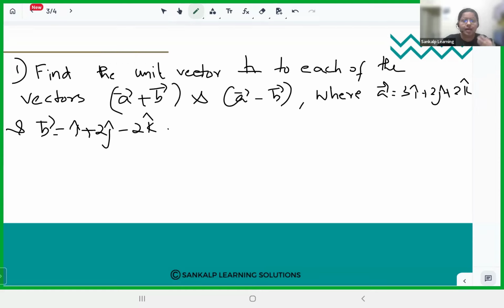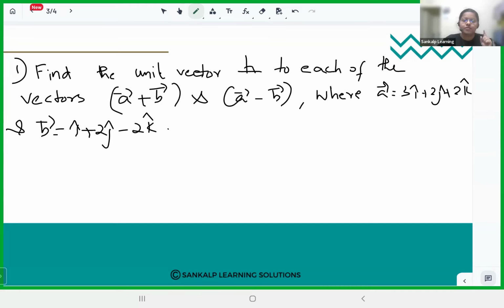And what are these A and B vectors? It is given in the question, right? Vector A and vector B is given. You have to find a vector that is perpendicular to vector A plus B and vector A minus B, and that perpendicular vector should be a unit vector also. Unit vector means the magnitude should be 1, right?